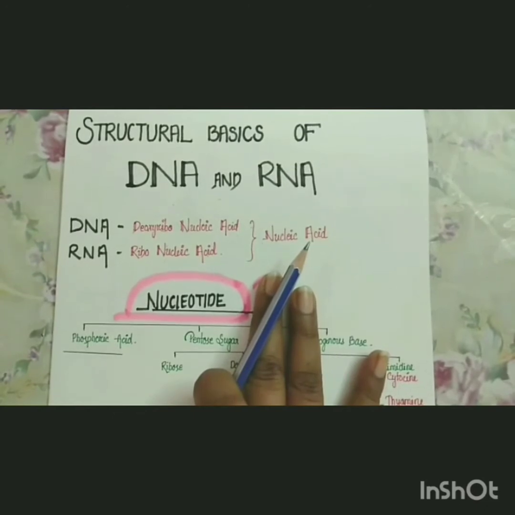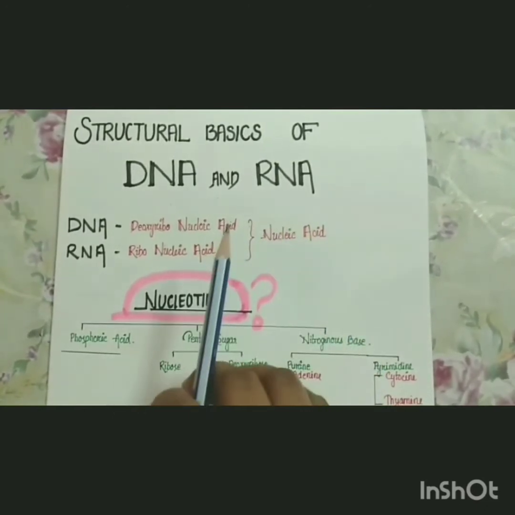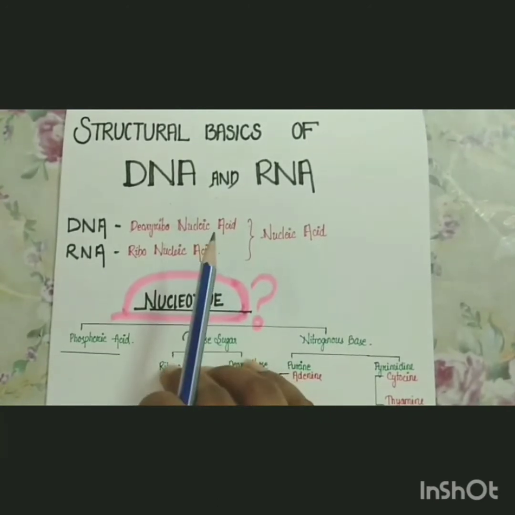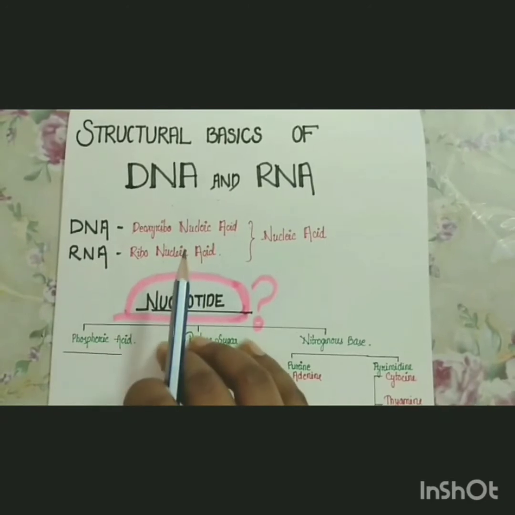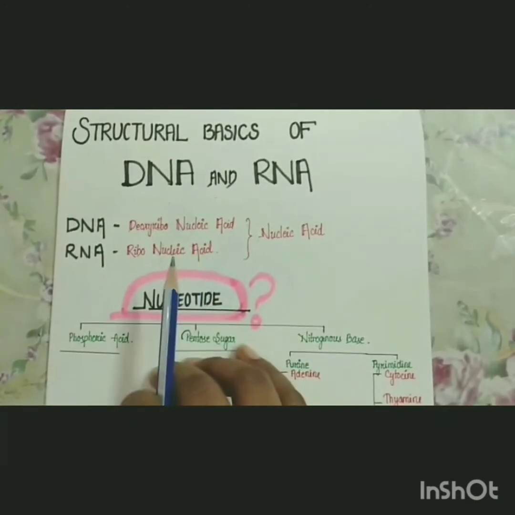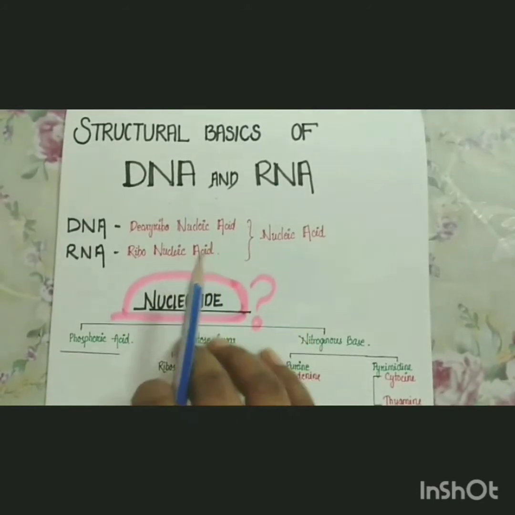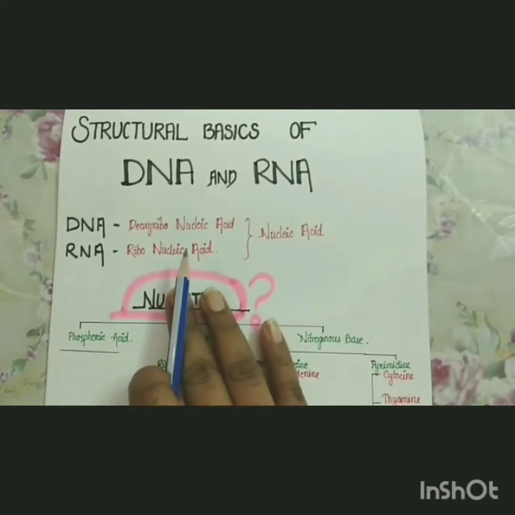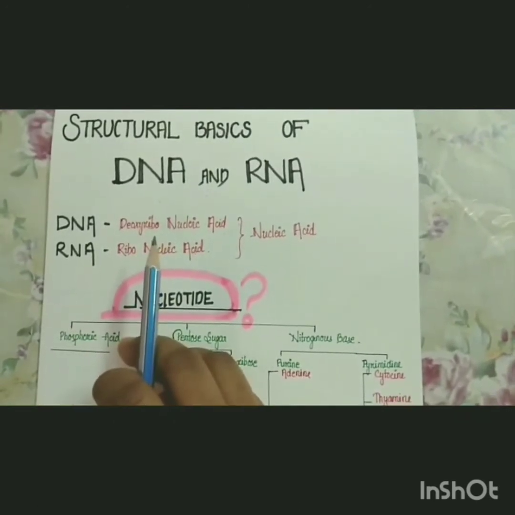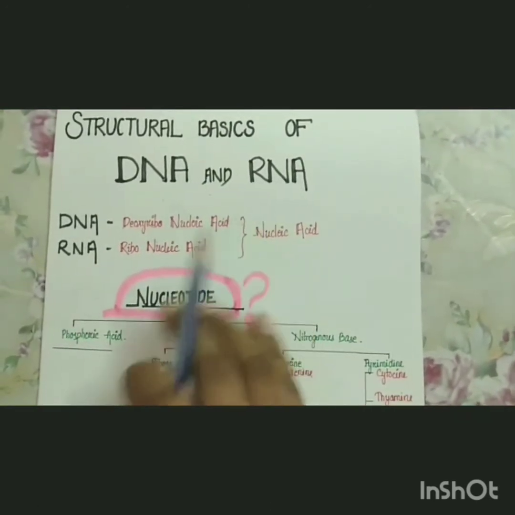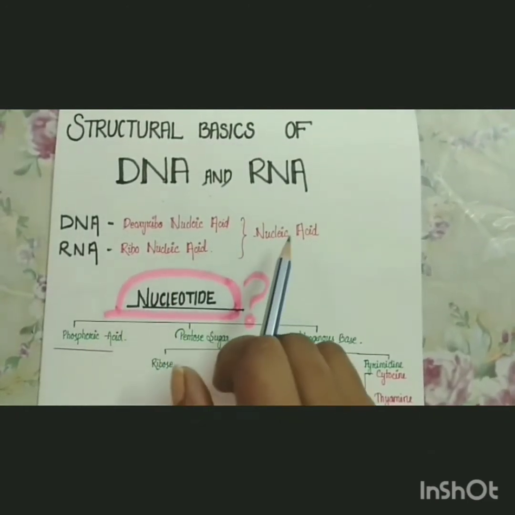Polymers of nucleotides means many nucleotides together form nucleic acid, which means one single nucleotide will be known as a monomer, or many single nucleotide molecules separately will be known as monomers. But when many single molecules join to form a large molecule, the large molecule will be known as a polymer. Poly means many. DNA and RNA are two types of nucleic acids.